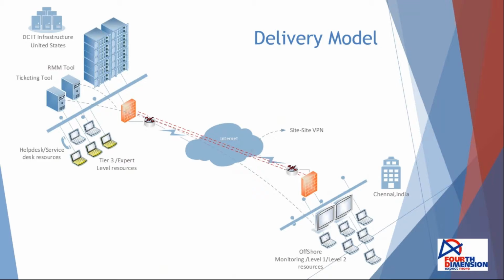Take a look at this picture on the screen. On the left-hand side of your screen is the typical setup that you would have in your organization. You will have your help desk resources. You will have your level 1, level 2, level 3 resources sitting in their US offices or in your client sites, managing the client's infrastructure.